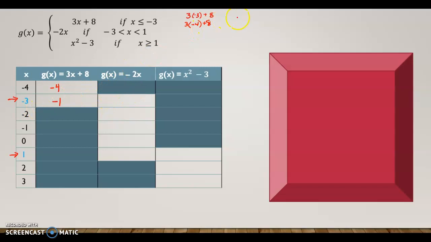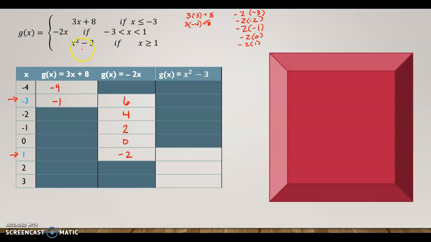So you're going to have -2 times -3. That's going to give you a 6. -2 times -2 is going to give you a +4. -2 times -1 is going to give you a +2. -2 times 0 is going to give you 0. And -2 times a +1 is going to give you a -2.